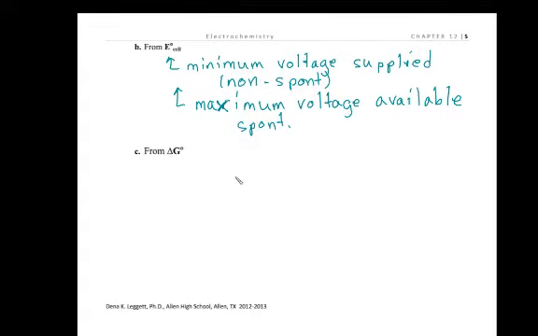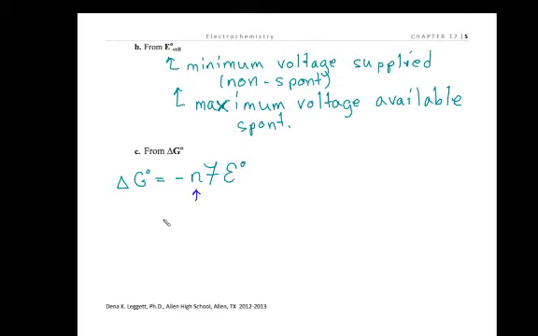Now, let's link this to delta G. Delta G naught, remember we're talking about standard ambient temperature and pressure, is negative N, this usually written as a very fancy F, E naught. So let me define these terms.